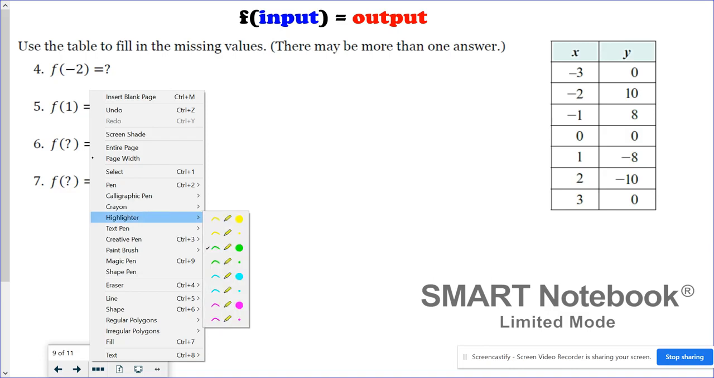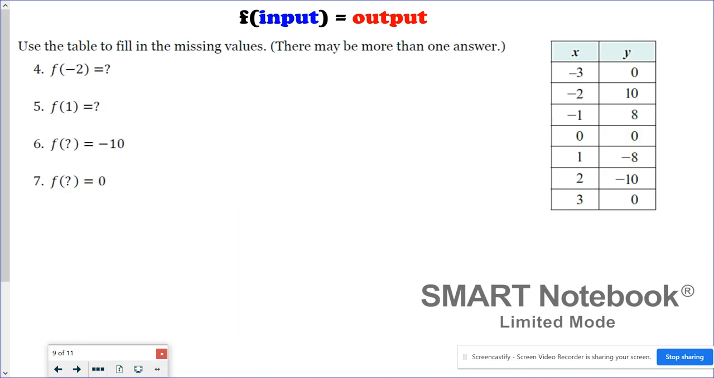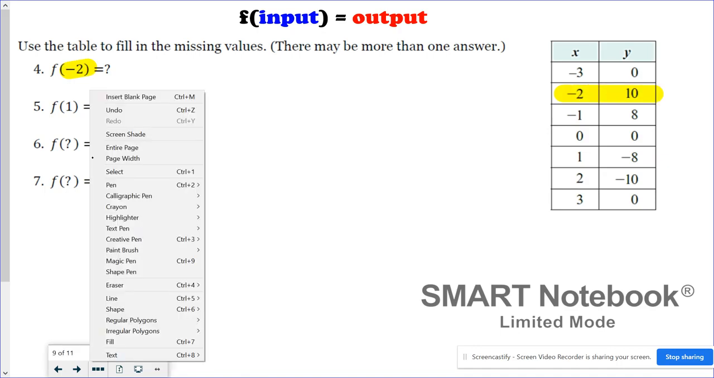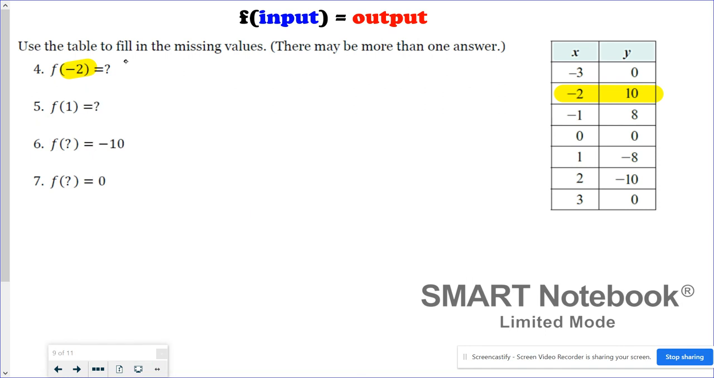than one. So if we take a look at number 4, it says f of negative 2. So I'm going to find the input value of negative 2 in the table, and I see that it corresponds to an output value of 10. So that right there would be the answer to number 4. When the input is negative 2, the output is 10. Number 5 says f of 1. So I'm going to find that input value of 1, and I can see that it has a corresponding output value of negative 8. So negative 8 is my solution here.